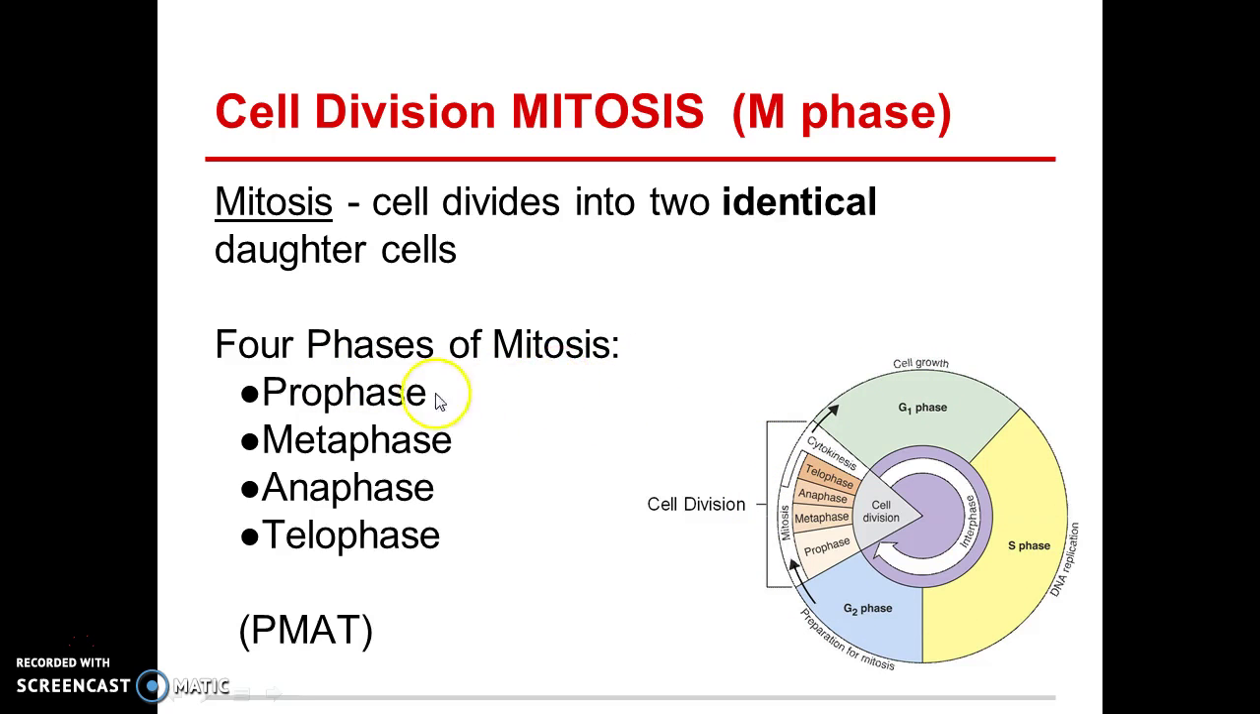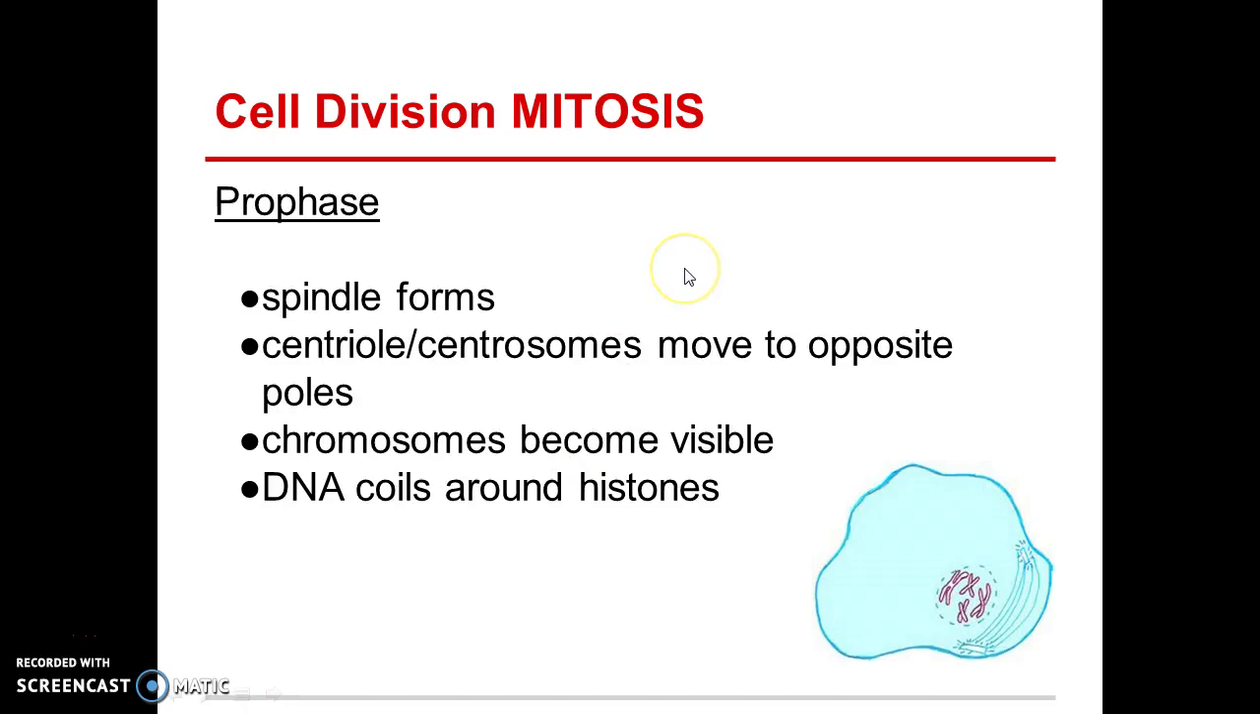The 4 phases of mitosis are prophase, metaphase, anaphase, telophase, and I always tell my students just remember PMAT. PMAT: prophase, metaphase, anaphase, telophase. Okay, and then after telophase we have cytokinesis. This is the actual splitting of the cytoplasm, splitting of the cell. So we're going to go through each of those one by one. So it starts with, in PMAT, it starts with prophase.